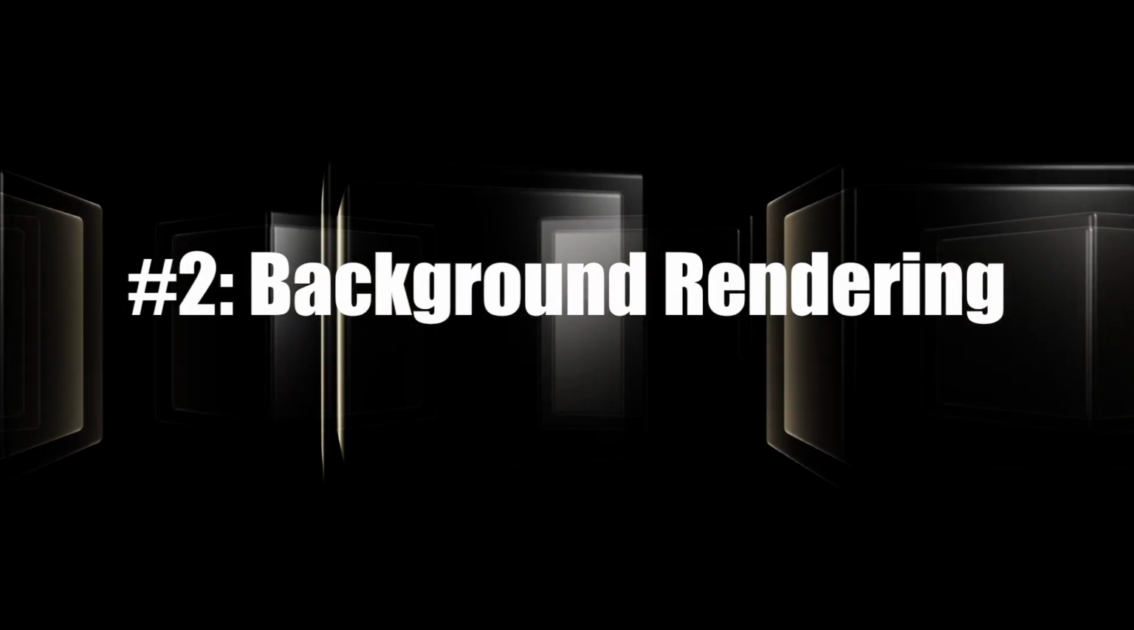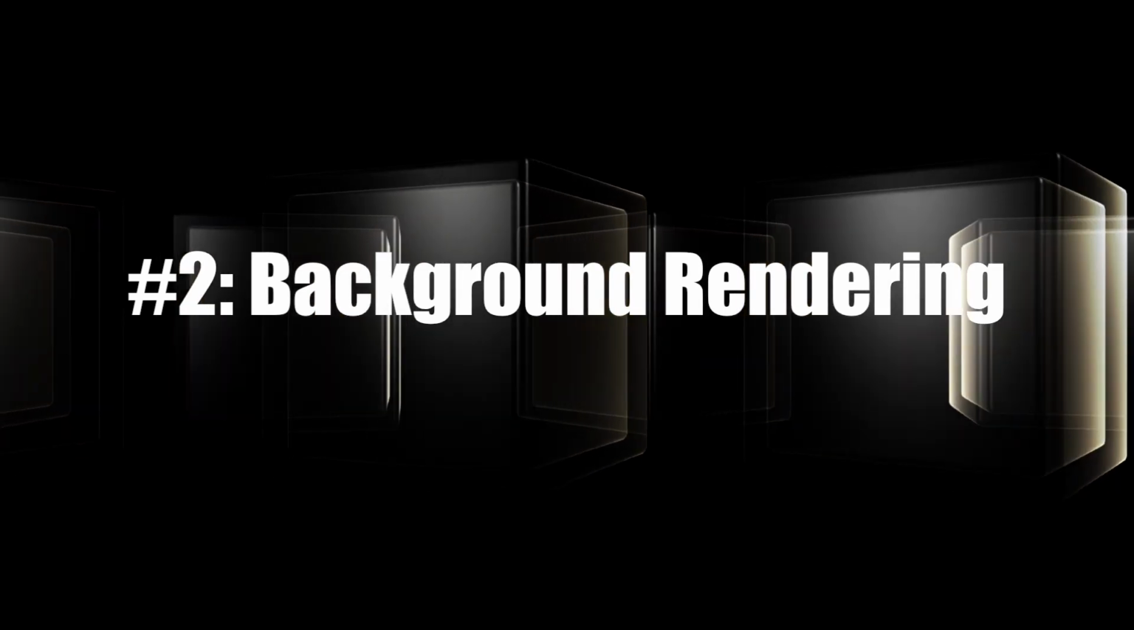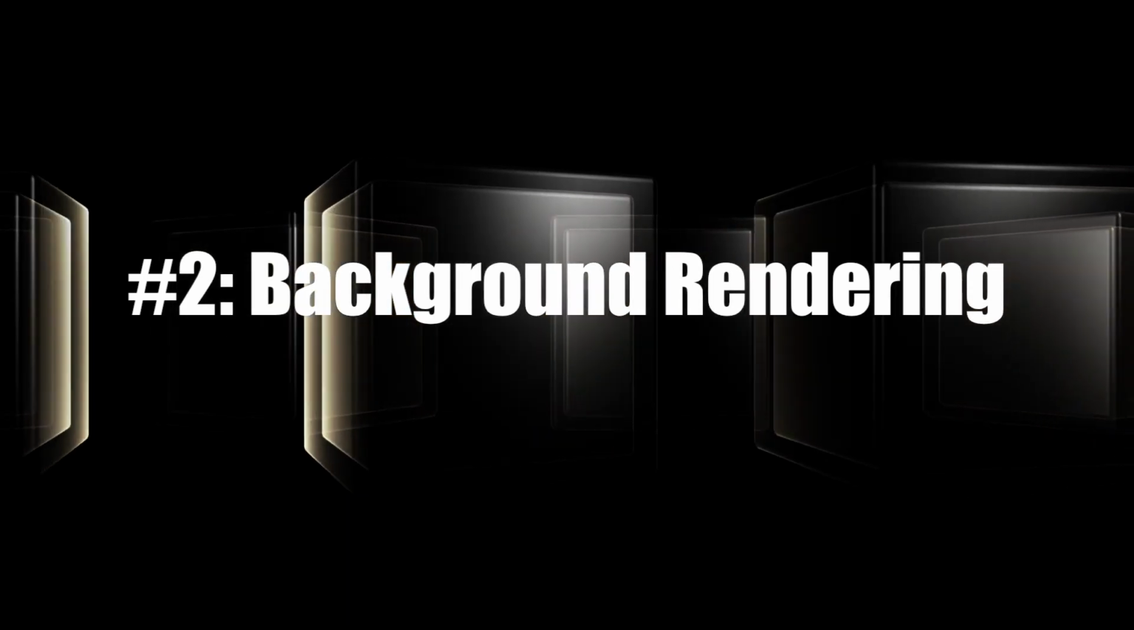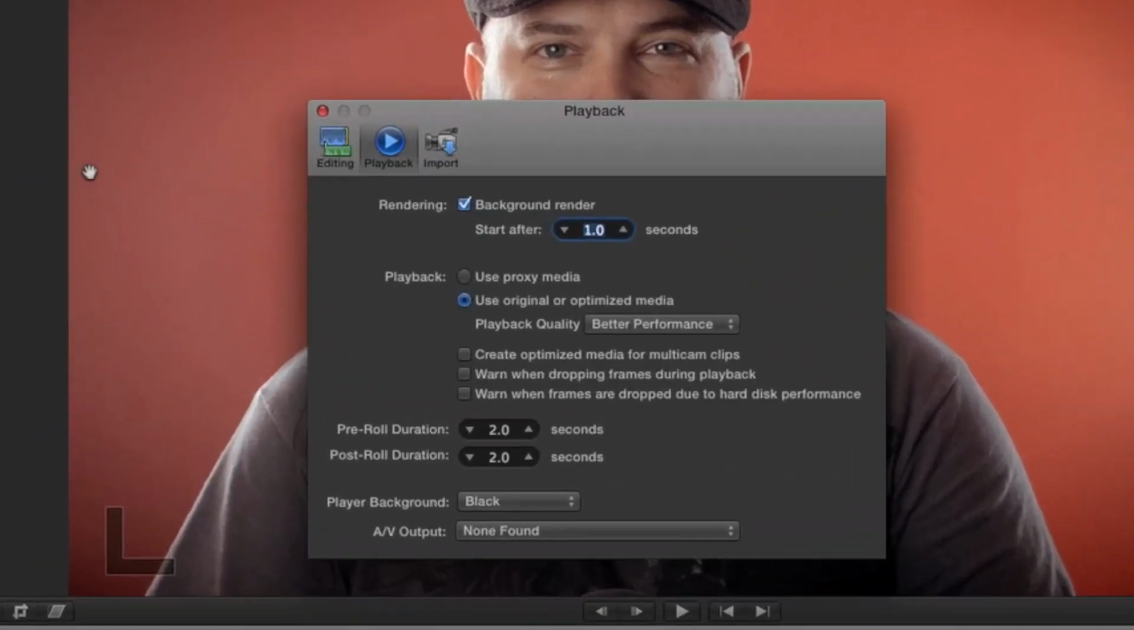Number 2, background rendering. So for those of you that are interested in making sure that you get the most out of the time that you're going to spend in Final Cut Pro 10, make sure that you open up your Final Cut Pro menu, click on Preferences, select Playback, and make sure that the background render box is checked. I usually set mine to 1 second to start background rendering. Anytime at all that I'm not doing something, I want Final Cut Pro 10 to be rendering out my project.